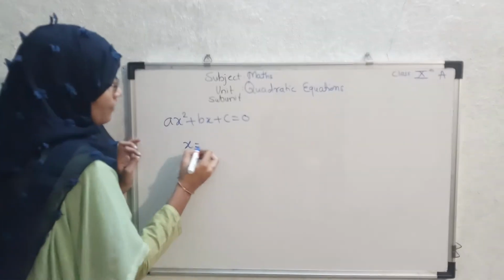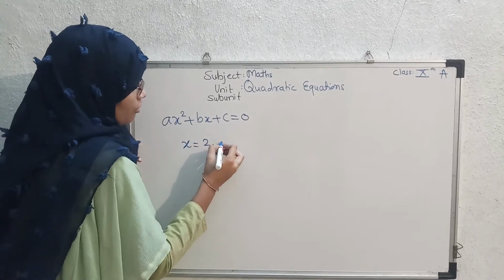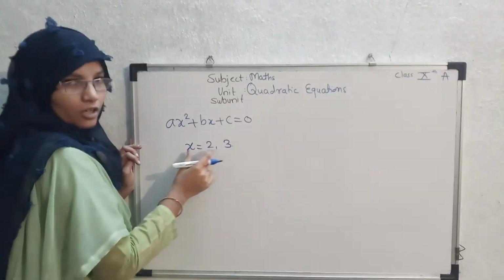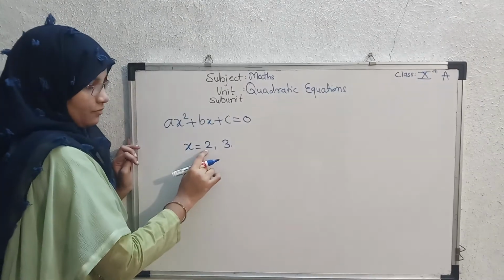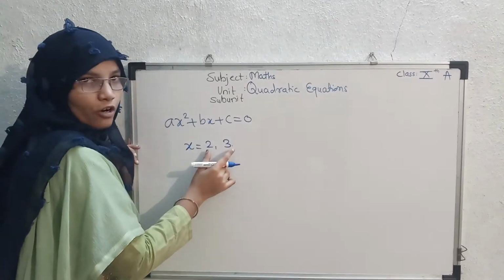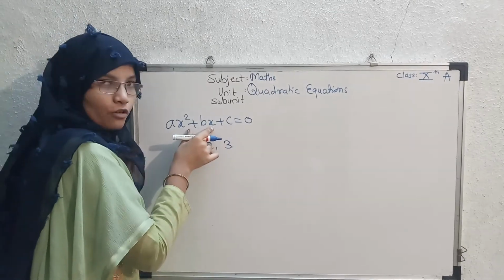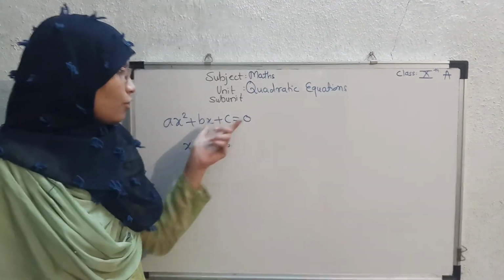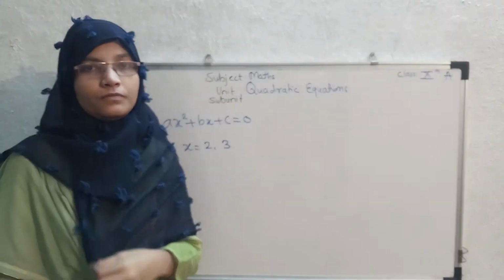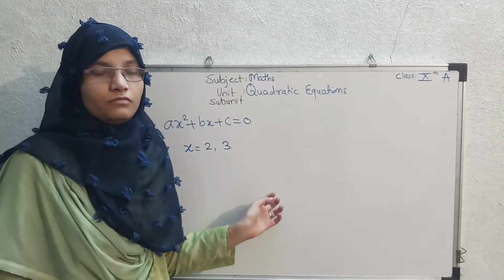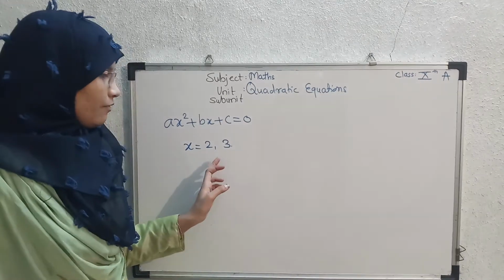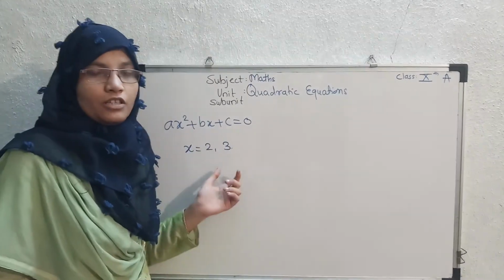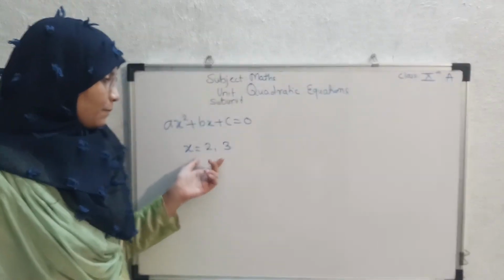If we get the value of x as 2 or 3, since the power is 2, we get 2 values of x. Then these 2 and 3 are called roots of the given quadratic equation. What is meant by root? The value of the variable which satisfies the given quadratic equation is called its root.